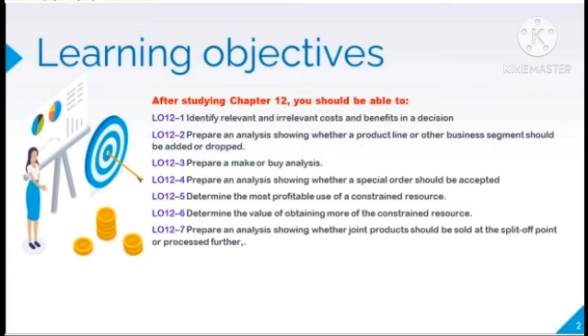Fifth, determine the most profitable use of a constrained resource. Sixth, determine the value of obtaining more of the constrained resource. Lastly, prepare an analysis showing whether joint products should be sold at the split-off point or processed further.